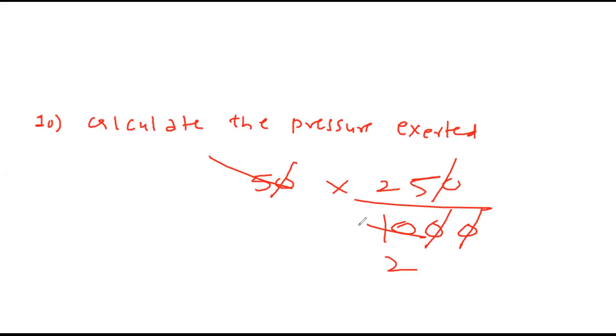Is it clear? Yes, sir. You can write it as 12.5 or 12.50. It will be the same. 12.5 Newton meter is the same as 12.50 Newton meter.